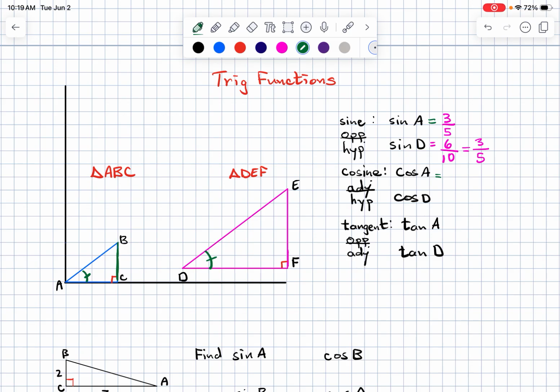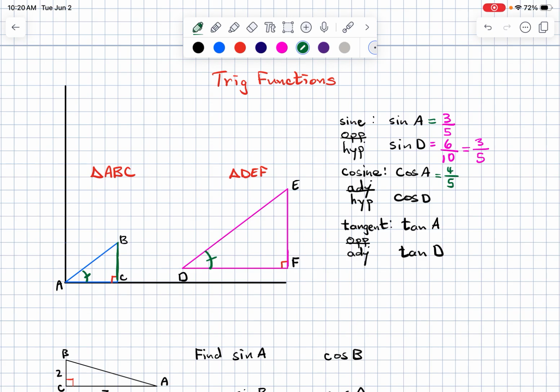Cosine is adjacent over hypotenuse. So for this first triangle, cosine A is going to be 4 over 5. So that's the adjacent over hypotenuse. And then cosine D. Now, when I say adjacent, notice there are two sides. There's the opposite side, there's the adjacent side, and then there's the hypotenuse. So I'm either talking about opposite or adjacent, and then the hypotenuse is different. So I've got adjacent over hypotenuse.